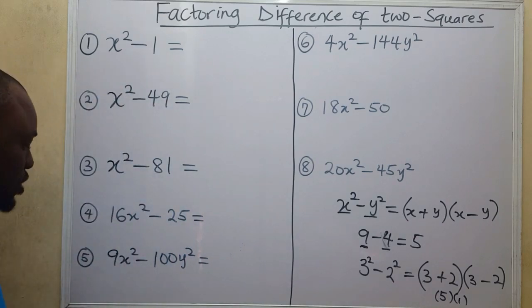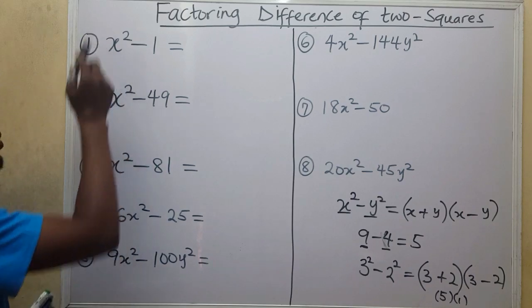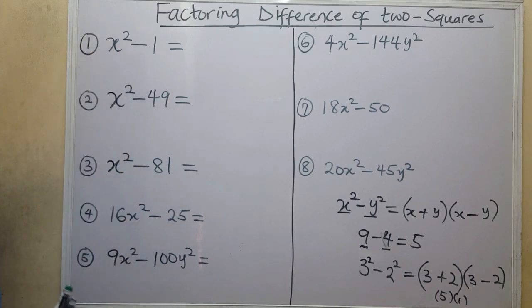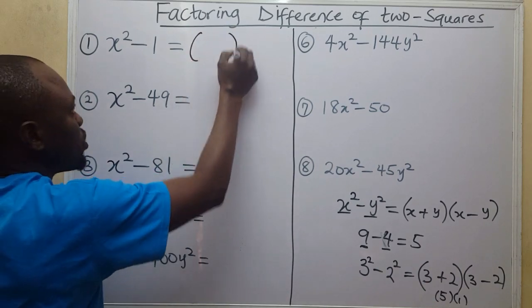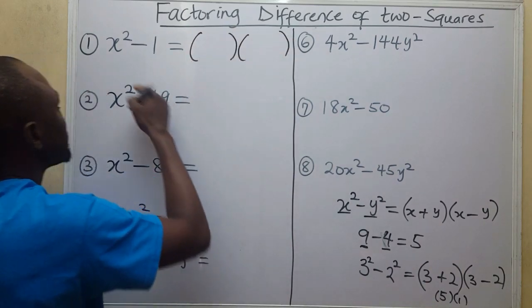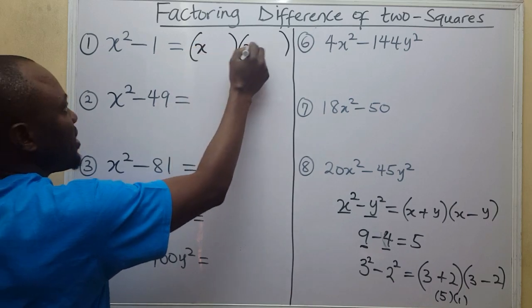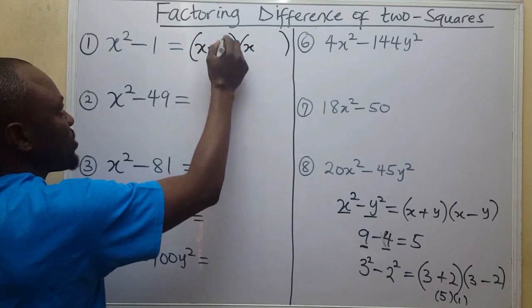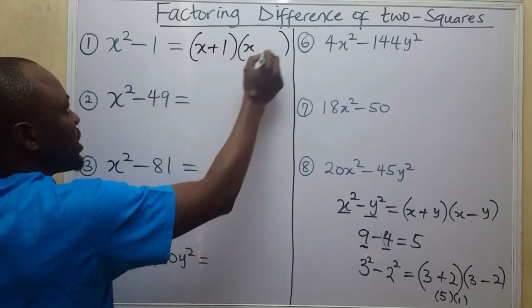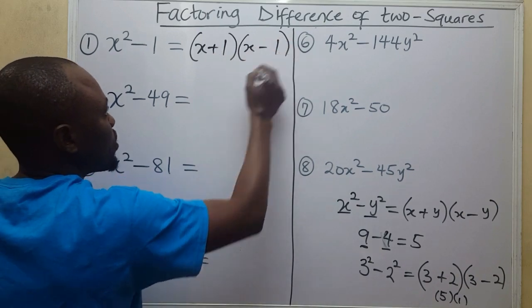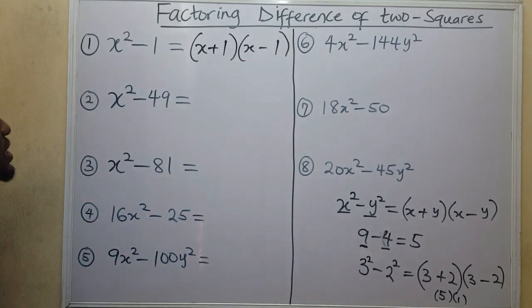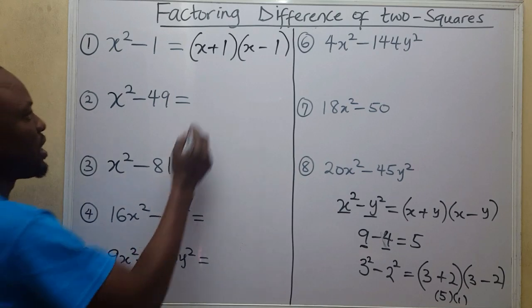Now if you look at the first problem, I have x squared is a perfect square, 1 is a perfect square because 1 times 1 will give me 1. So I'm going to open up two brackets. So I have x here, x on the other side, plus, then this 1 here, minus 1 on the other side.